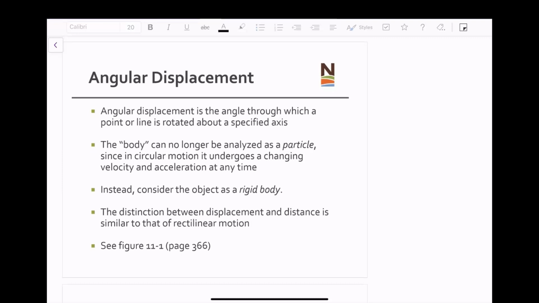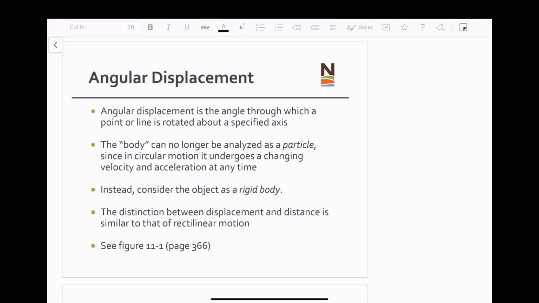Angular displacement is the angle through which a point or line is rotated about a specific axis. The body can no longer be analyzed as a particle, since in circular motion it undergoes a changing velocity and acceleration at any time. Instead, consider the object as a rigid body. The distinction between displacement and distance is similar to that of rectilinear motion.